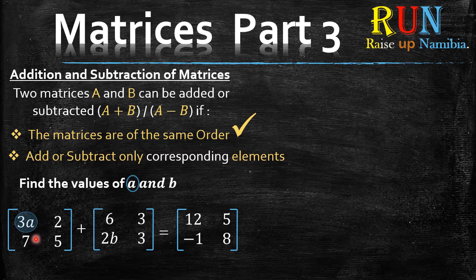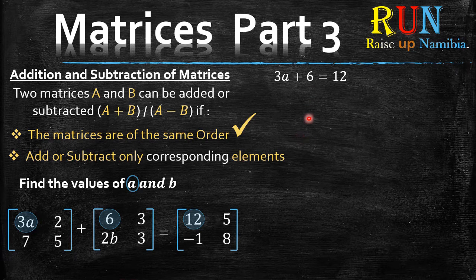Now, what is the corresponding element of that 3A? We have 6, and then we have 12. Okay, so 12 is after the equal sign. Now, this makes it easier for us because this is a simple linear equation that we can solve.